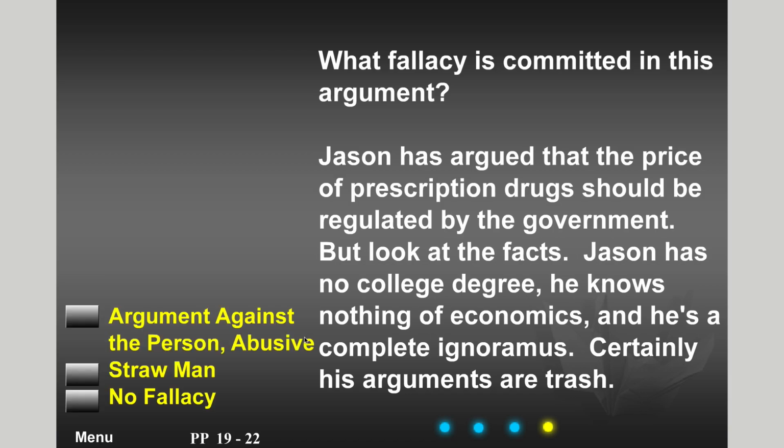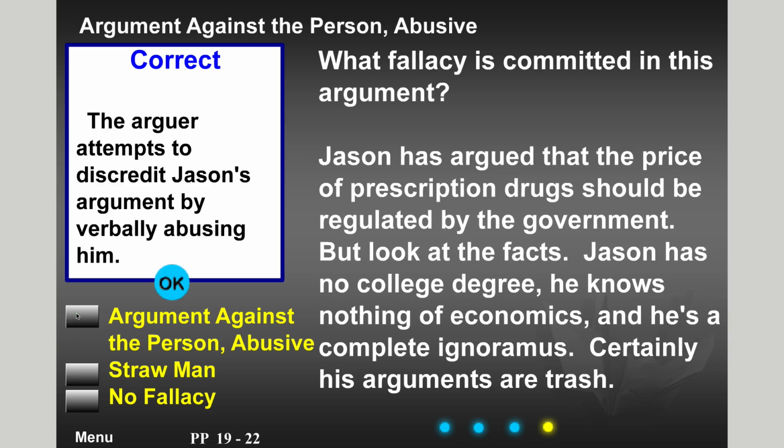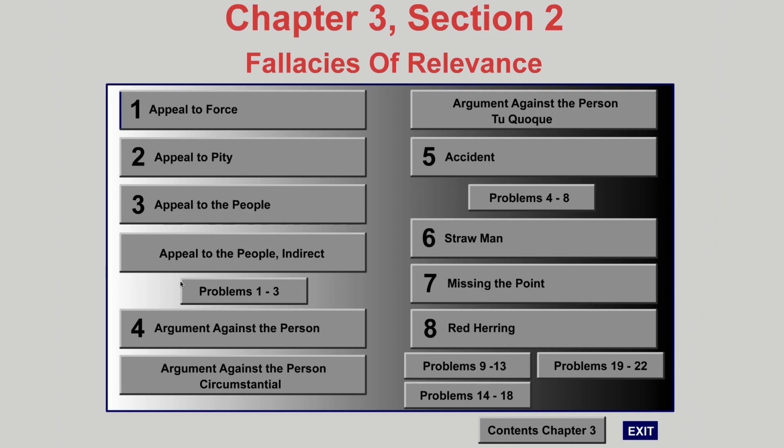Jason has argued that the price of prescription drugs should be regulated by the government, but look at the facts. Jason has no college degree, he knows nothing of economics, and he's a complete ignoramus. Certainly, his arguments are trash, right? Now, see how this is all irrelevant to whether or not the price of prescription drugs should be regulated. So it's not no fallacy, because again, this is irrelevant. It's not a straw man, because it's not changing the argument. It's an argument against the person, abusive, right? The arguer attempts to discredit Jason's argument by verbally abusing him. Okay? And those are our fallacies of relevance.